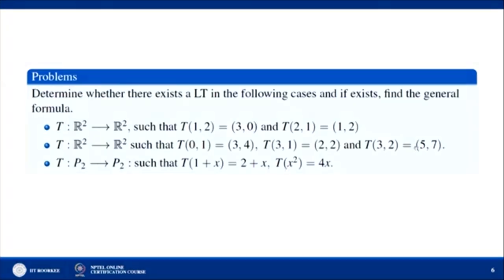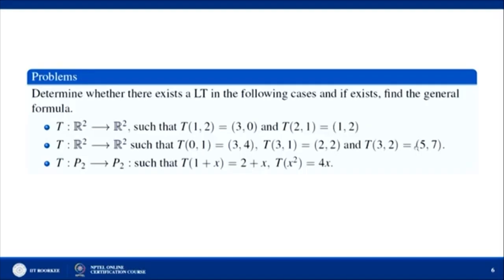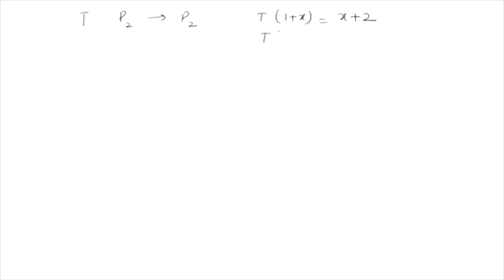Say for example, here what is given to you: T is from P2 to P2. T of 1 plus x is x plus 2, and T of x square is 4x. Only 2 conditions are given to you. So there will be infinitely many linear transformations from P2 to P2 satisfying these 2 equations. Suppose we are interested to find one such linear transformation. So how can we proceed?